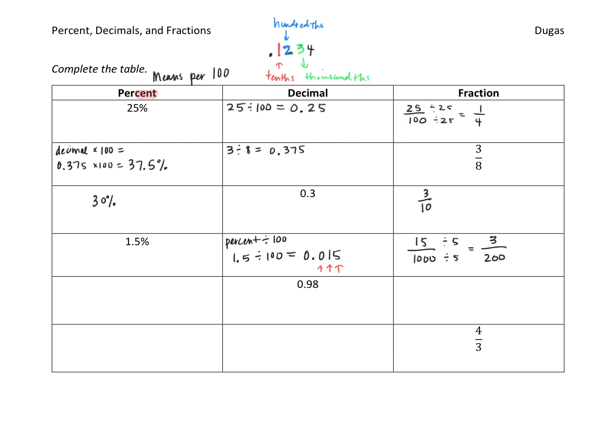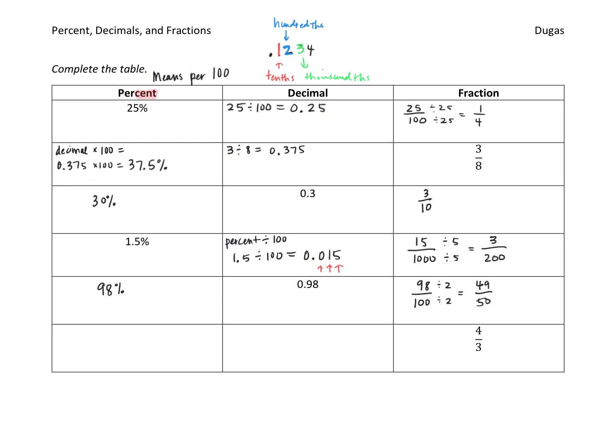Okay, the next row I have 0.98. So that decimal, if I want to change it to a percent, I'm simply going to multiply by 100, and I will get 98. So 98%. And then you can put the percent over 100. So 98 over 100. Those are both even, so I could divide them both by 2. That would give me 49 over 50, and that's as good as it gets. That's in lowest terms.